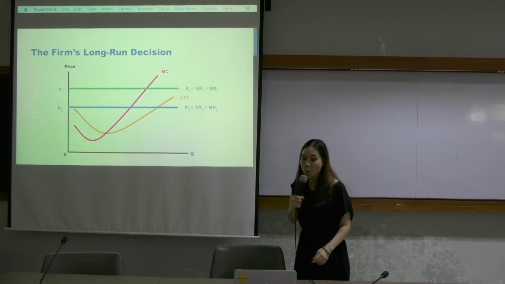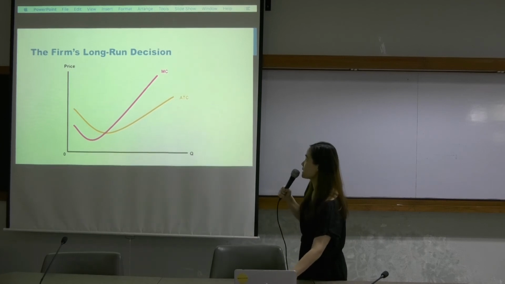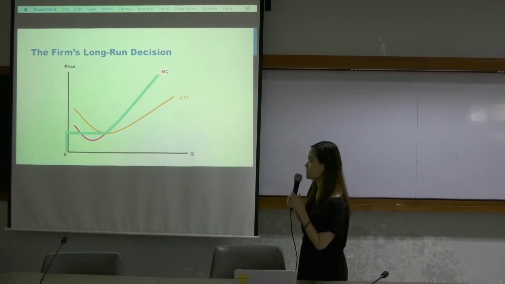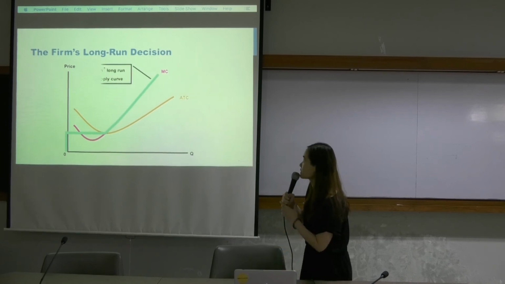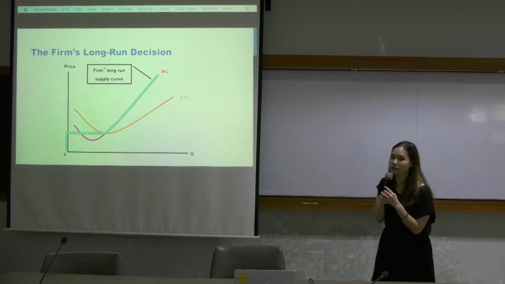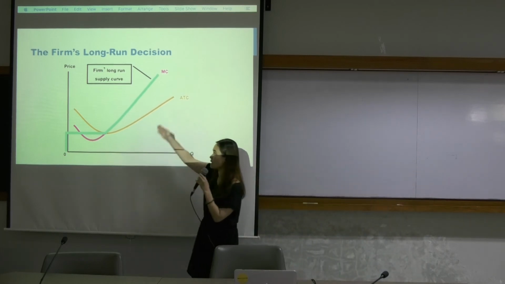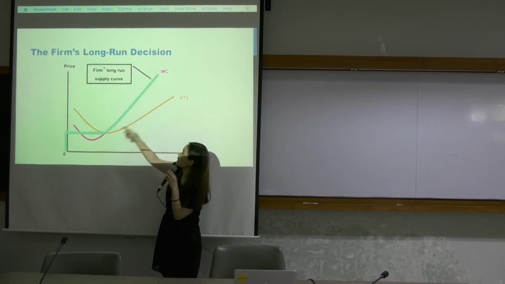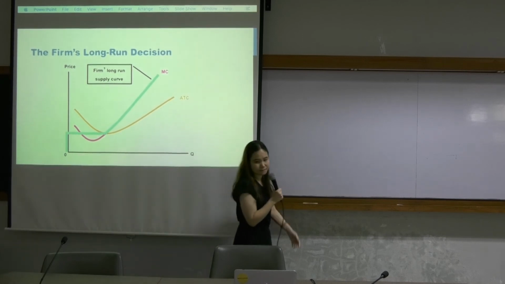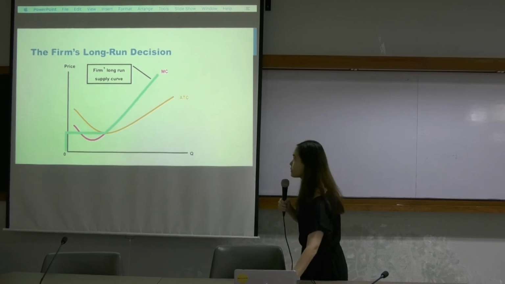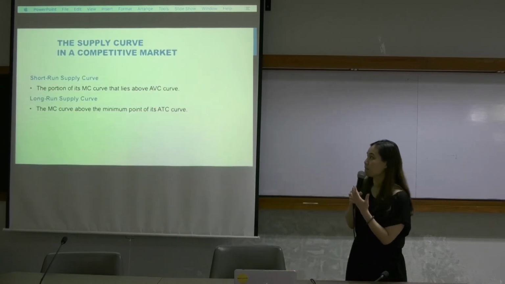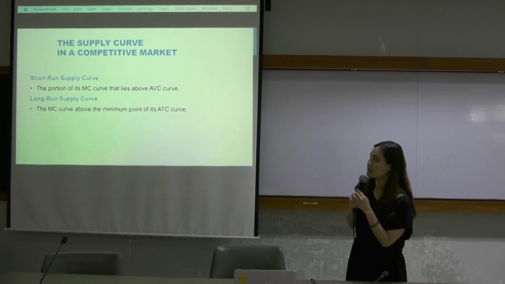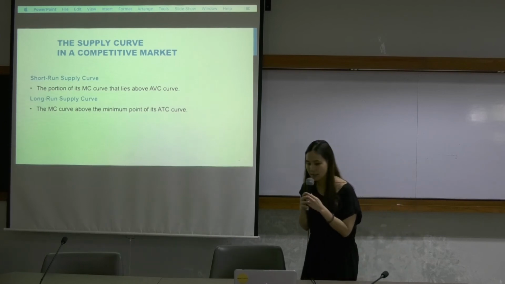Okay. In other words, we can draw the firm's long run supply curve like this. So this is the firm's long run supply curve. It would just be on the firm's MC above the exit point, or basically above the average total cost. So this is a summary, okay? The firm's short run supply curve is the MC above the AVC, and the long run supply curve is the MC above the ATC.